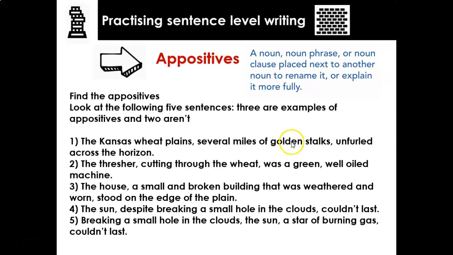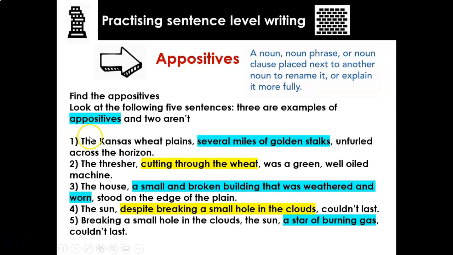Okay, so let's look at our answers. Ta-da! Okay, so if they're in blue, they are an appositive. So if you said number 1, you are correct. Let's look at it. The Kansas wheat plains unfurled across the horizon. Several miles of golden stalks unfurled across the horizon. Tick, tick, tick. It's beginning with the adjective several. We said that appositives can do that.